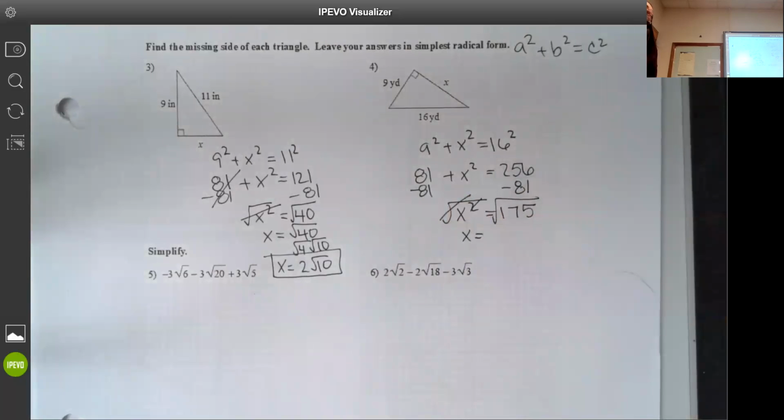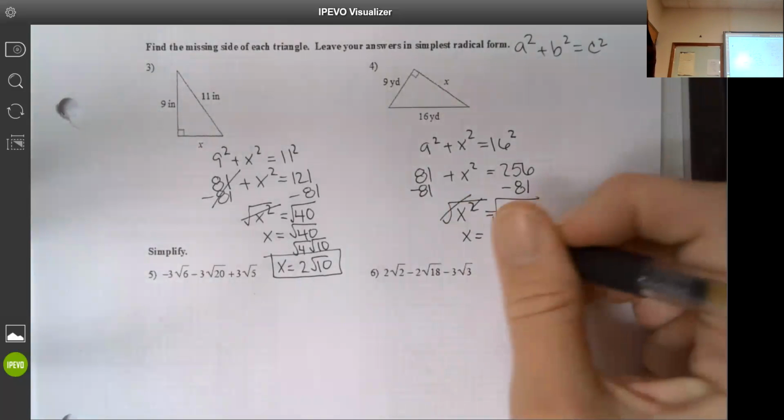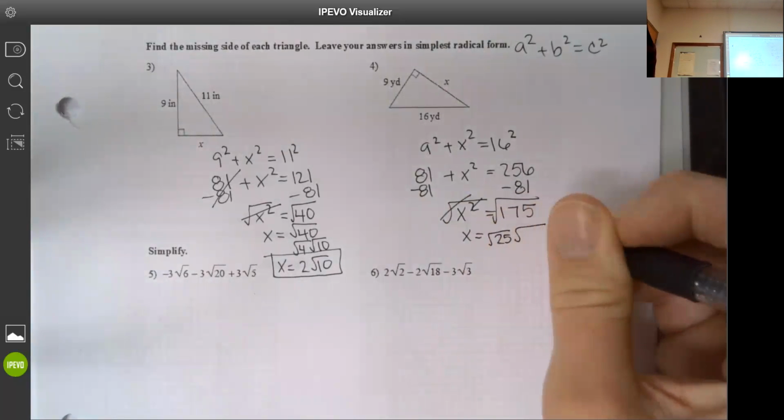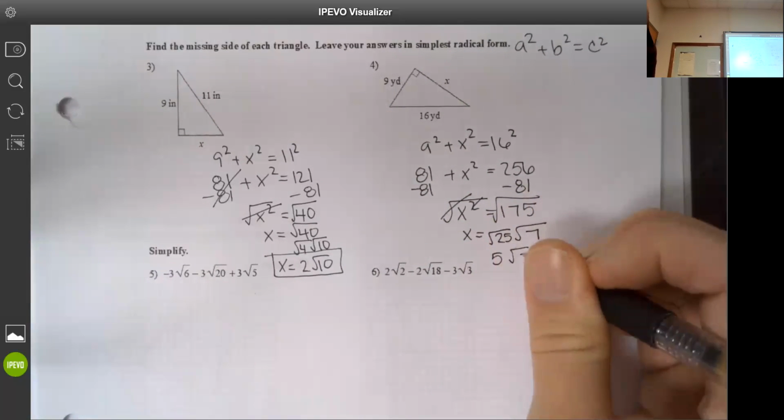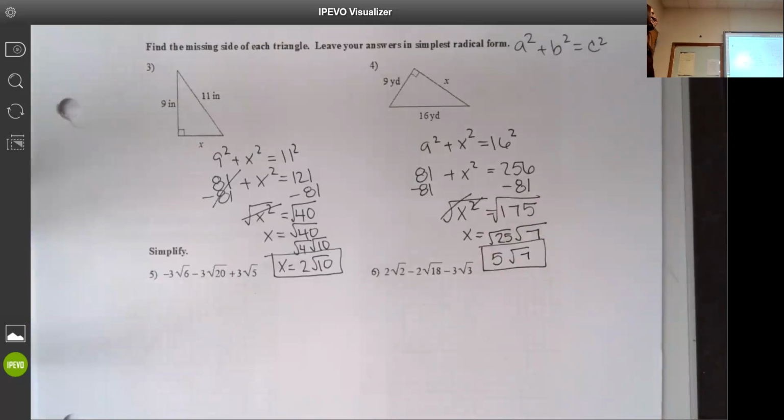Now 175 is not a perfect square, but there is a perfect square number that goes into it. What perfect square number goes into 175? What do you think? 25, yeah, 175 is going to be 25 times 7, so 5 rad 7 is my simplified radical there. And we're going to use that this unit. We still use the Pythagorean theorem this unit, and many times it's a radical that we're looking at. So we want to make sure we still have that skill.